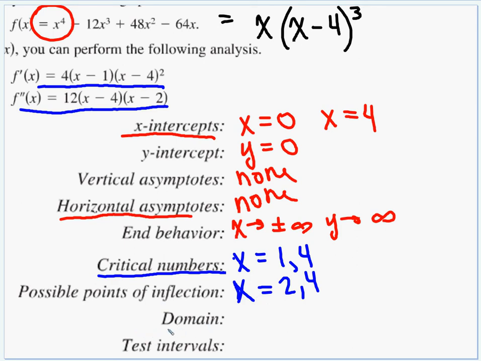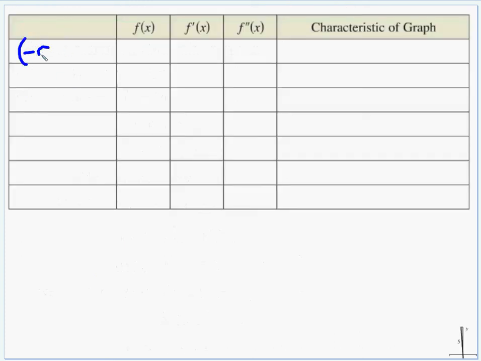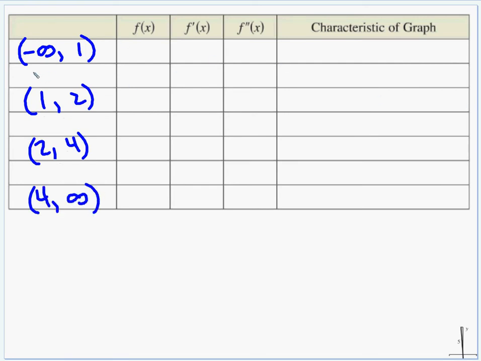Domain: there are no radicals and no denominators, so this is all real numbers. The test intervals will come from our critical numbers, so it looks like 1, 2, and 4. 1, 2 are possible points of inflection, and 4 is a critical number. 1, 2, and 4 are going to chop up our intervals: negative infinity to 1, 1 to 2, 2 to 4, and 4 to infinity. And as always, we will check the exact values at 1, at 2, and at 4.